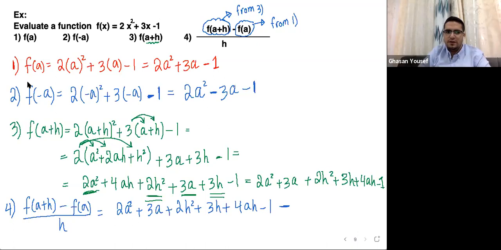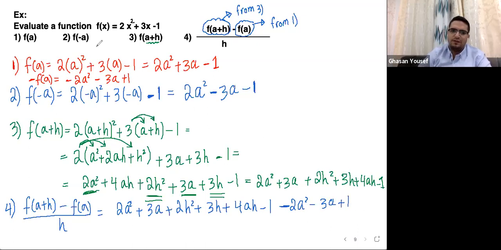So I'm going to write it down. Minus f of a is equal to minus 2a square minus 3a plus 1. You just have to change the sign, or multiply this by negative. So now here, minus f of a, you have to put minus 2a square minus 3a plus 1, and everything over h.